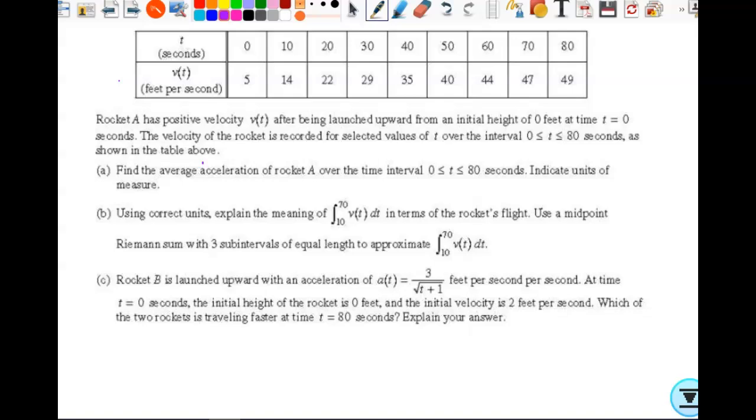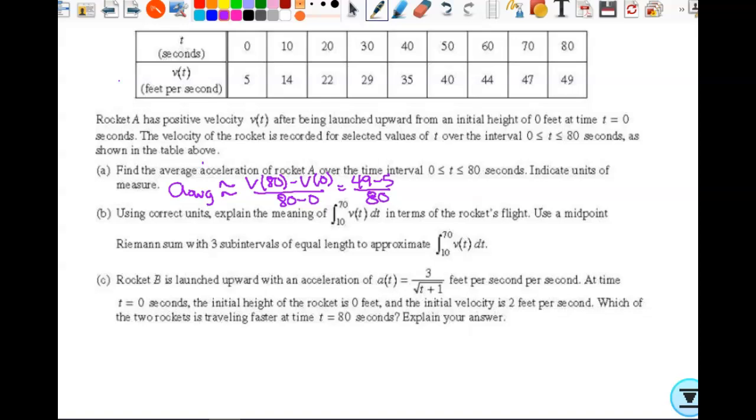So it's asking us for the acceleration, but I want the average acceleration, so I can put a little subnote here, which means it's going to be an estimate, right? Okay. Average acceleration from 0 to 80, and so that's going to be v of 80 minus v of 0 over 80 minus 0, right? So that gives me 49 minus 5 over 80. And you could just leave it like that, and that's fine.